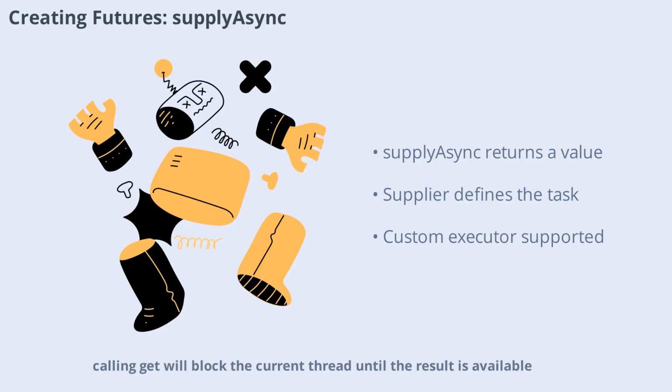Remember, calling get will block the current thread until the result is available, so use it wisely. Like runAsync, supplyAsync uses the common ForkJoinPool by default, but you can pass a custom executor for more control.